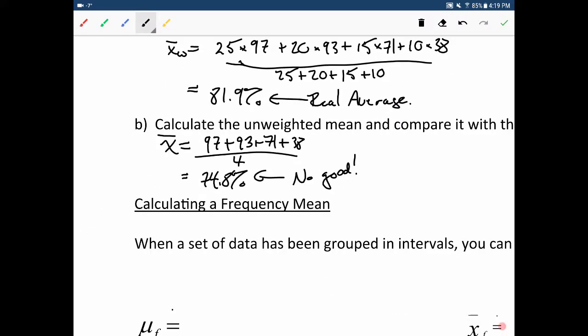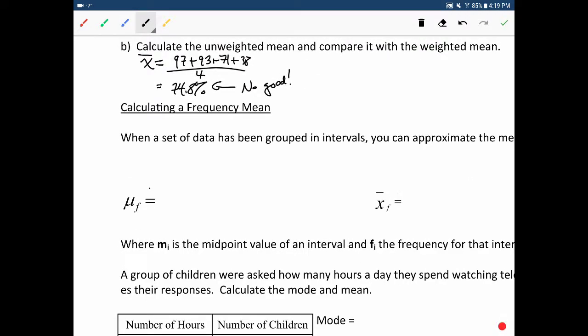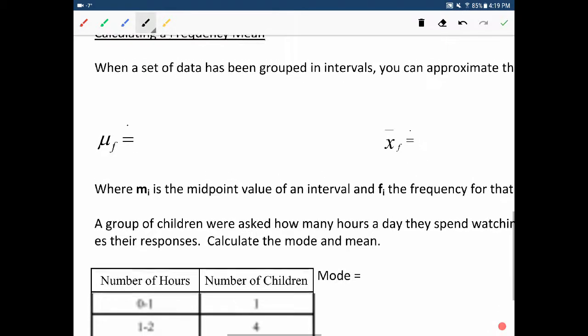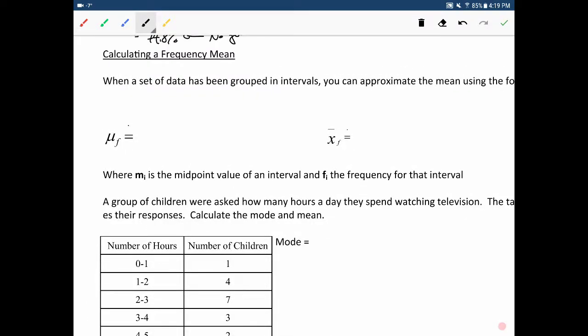That's no good. Okay, just by using this different type of average, that made a difference of over 5%. So make sure you're doing weighted means when you're calculating your test scores. It'll work in all your classes. All right? Okay. So the next thing we're going to do is calculating a frequency mean.